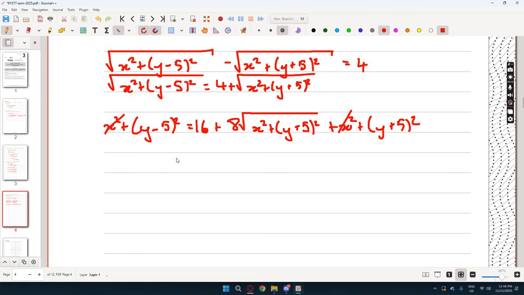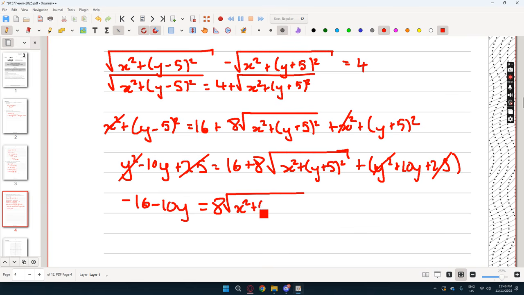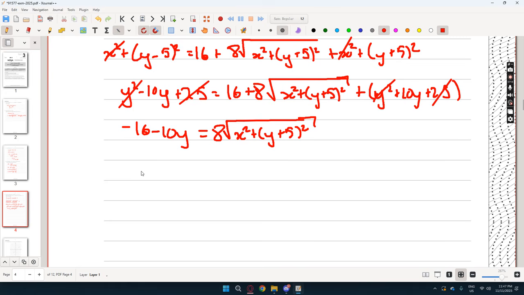Okay, several things cancel, that cancels, that cancels. Y squared minus 10y plus 25 equals 16 plus 8 square root of x squared plus y plus 5 squared plus y squared plus 10y plus 25. So that cancels, that cancels, that cancels. Minus 16 minus 10y equals 8 times the square root. That's not possible though, because that's going to always be positive. Oh, unless y is negative. If y is negative, that can work. Alright. Minus 2, minus 10 on 8 is 5 on 4.